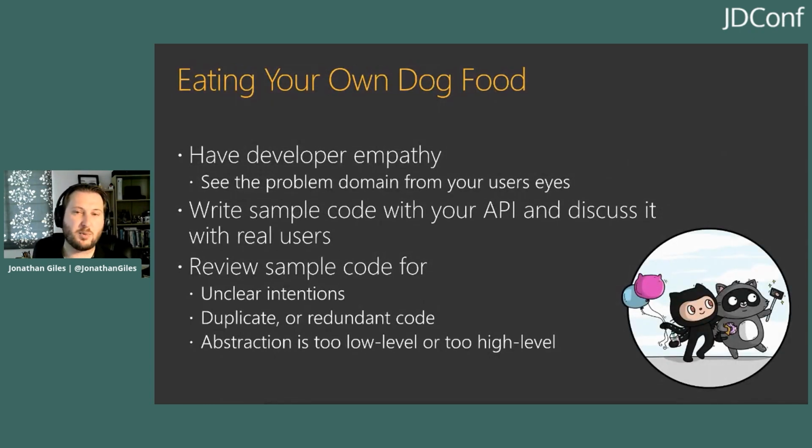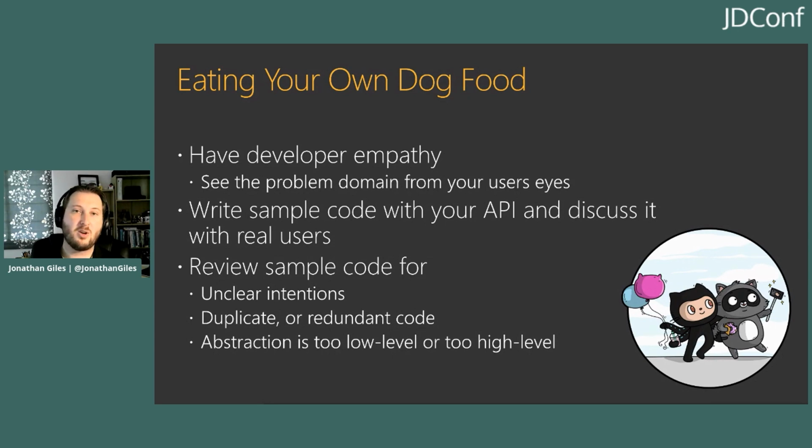So a lot of this boils down to eating your own dog food, as the saying goes. We've got to have developer empathy. We've got to see the problem domain from the user's eyes and make sure that we're not solving problems that we like to solve as computer scientists, but rather solving the problems that our users have in wanting to use our APIs. It's very easy to get carried away when we're building an API to do cool things rather than the right thing. So we have to write sample code, discuss it with real users.